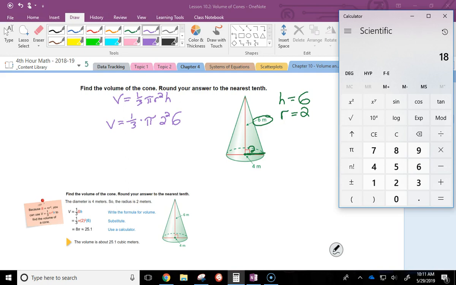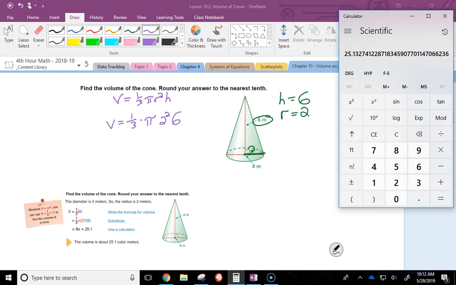What did I do wrong? Pi times 2 squared is 4, times 6 equals, divided by 3. What did I do? I don't know what I did wrong.